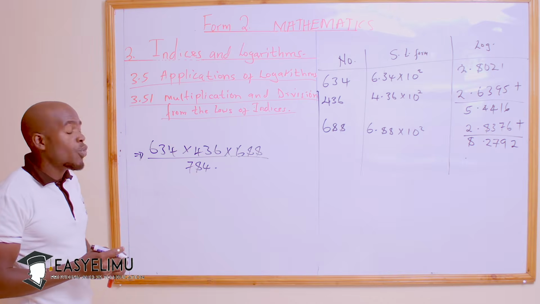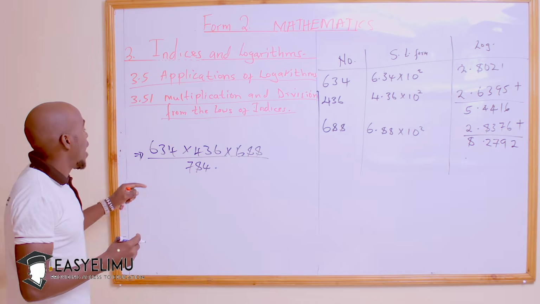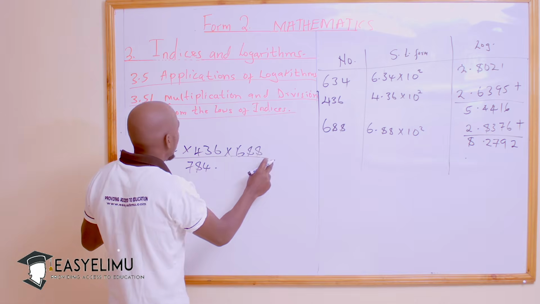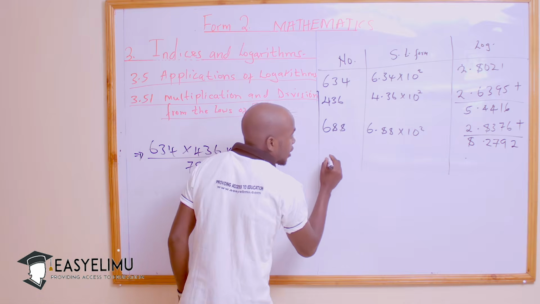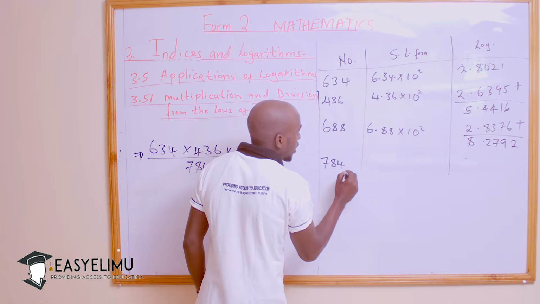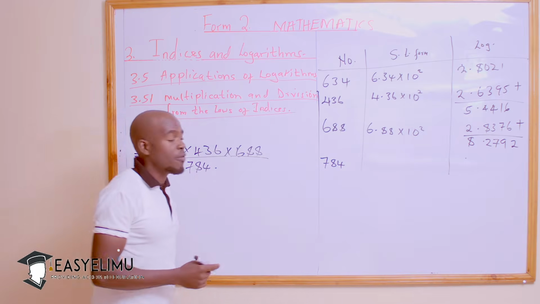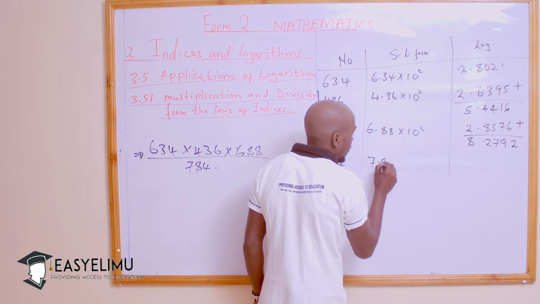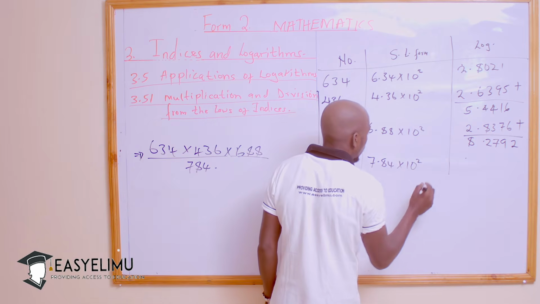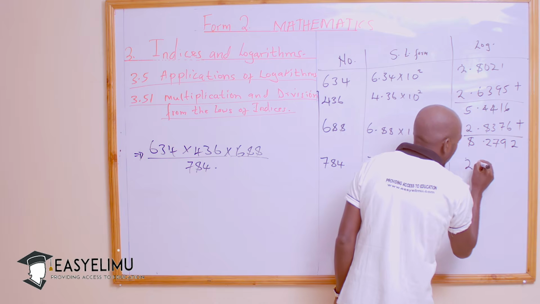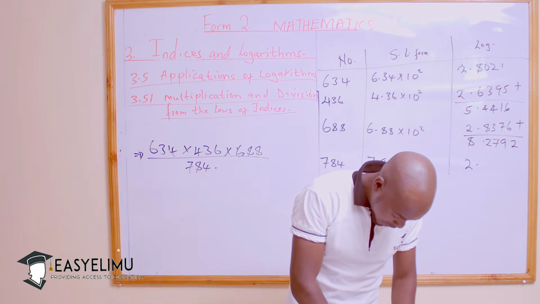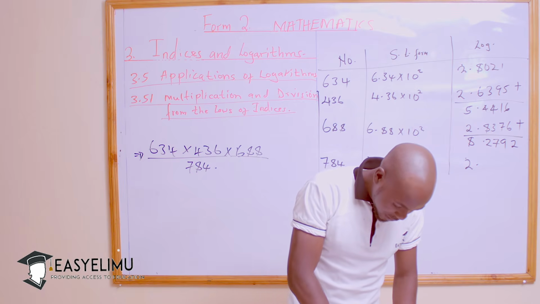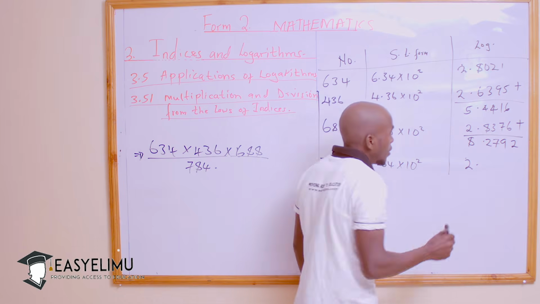So what I'm remaining with, because it's not ended, I'm having the division, and the division is a whole division of 8. So what I will have, I have 784. After computing, I have 784. So in standard form, I'm going to have 7.84 times 10 raised to power 2. And this one will give me, the logarithm of 7.84 is 0.8943.